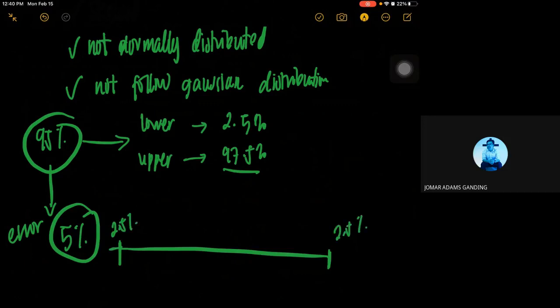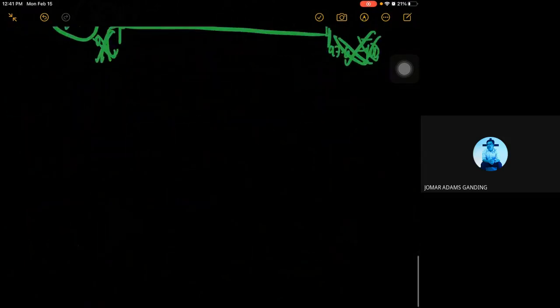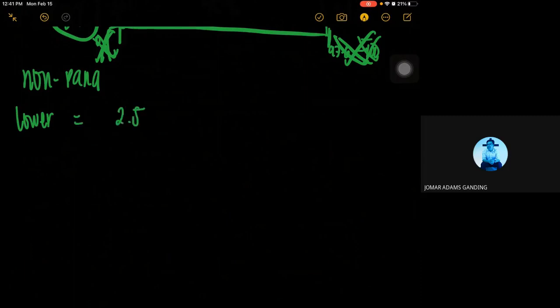From 0 to 2.5, that is already the error. And on the other end, from 97.6 until 100, those are already excluded. What you want to follow are the ones within, which is a total of 95%. Hopefully I was not able to complicate that for you. Let us just focus on the computation. So the lower limit, if it is non-parametric, would be 2.5 percent.